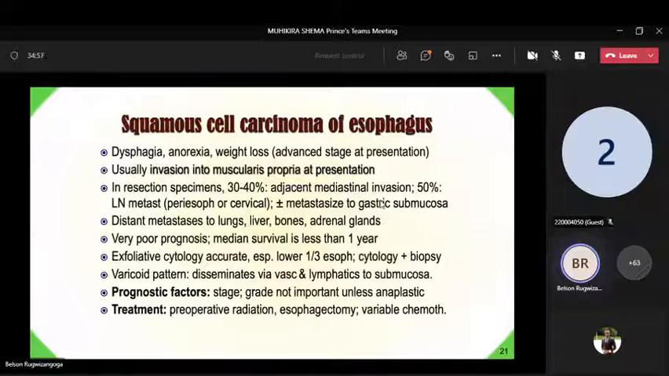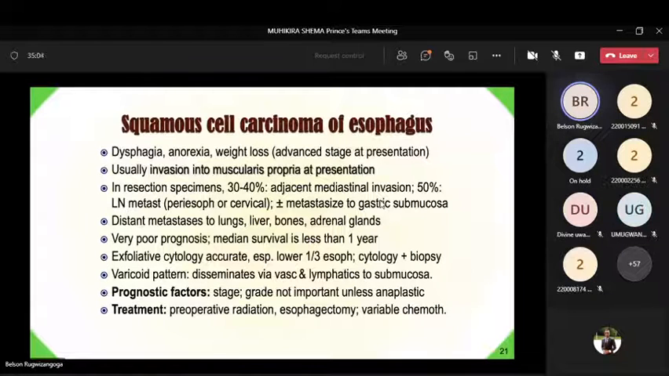And some of them have metastasis to the gastric submucosa. And when you find a squamous carcinoma in the stomach, it can't be from the stomach, because the stomach does not have squamous cells. So we always think it is from another organ, such as the esophagus. The distant metastases go mainly to the lungs, the liver, bones, and the adrenal glands. So this cancer is associated with a very poor prognosis.